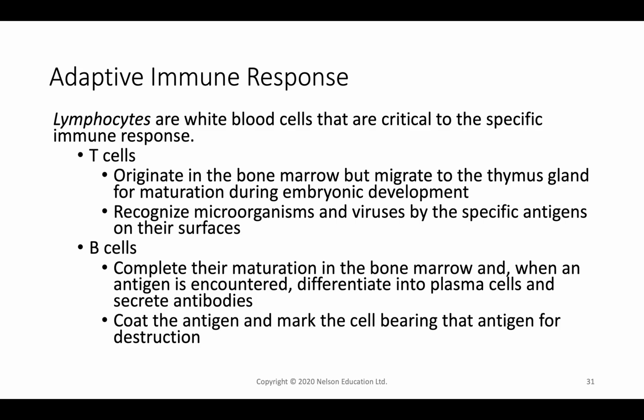and then take that antigen and remember that antigen and then go attack that specific antigen. So they recognize microorganisms by the antigens that they've been presented by antigen-presenting cells. So these guys are the bloodhounds, right? And then they go out and attack them.